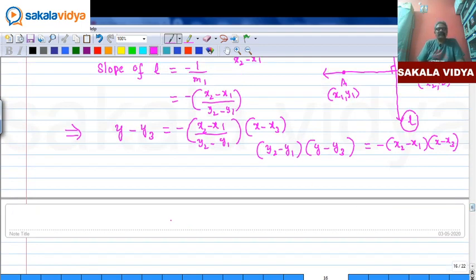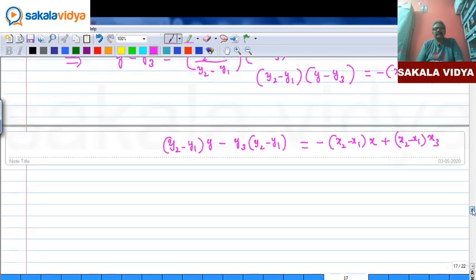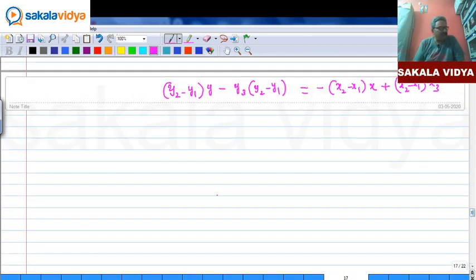So, now this can be written as y2 minus y1 into y minus y3 into y2 minus y1, minus x2 minus x1 into x, minus into minus plus x2 minus x1 into x3. It is not lengthy. Please try to find any mistake I commit; that is the task I have given to you today.